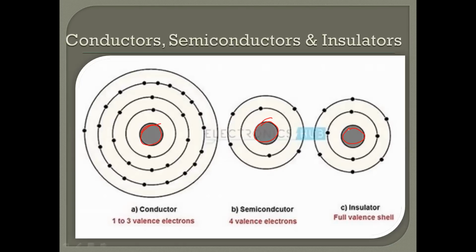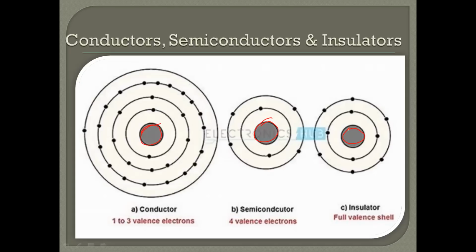Conductors, semiconductors, and insulators have a basic difference in the number of valence electrons. If a material has 1 to 3 electrons in the valence shell, it will be a conductor. And if a material has 4 electrons in the valence shell, it will be a semiconductor. Or if a material has a nearly full valence shell, where the maximum number of electrons that can be accommodated in a valence shell is 8, so if a material has 5 to 8 or 6 to 8 valence electrons, we call it an insulator. They will not be able to conduct electricity at all.